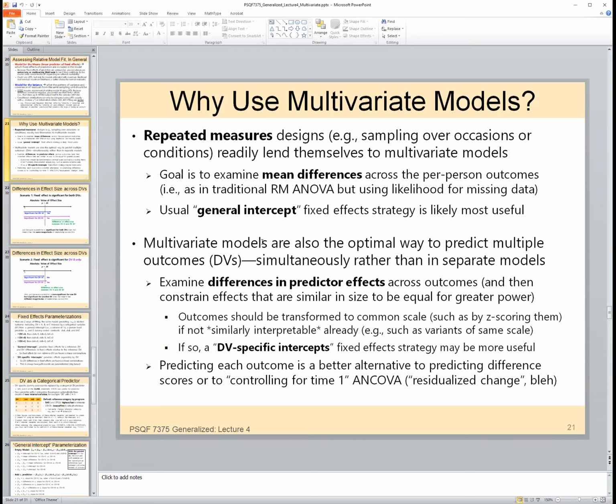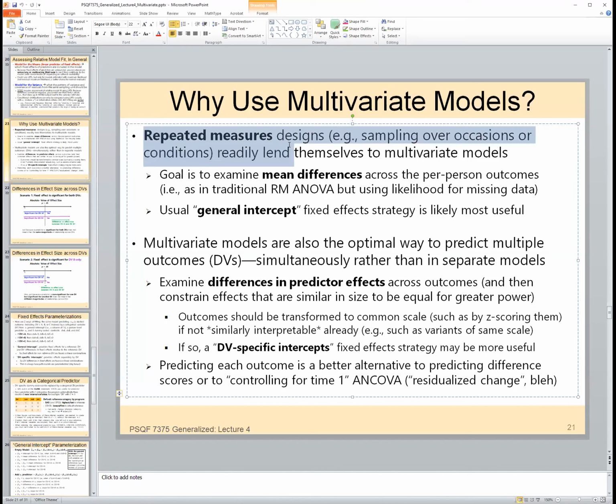If your outcomes are on the same scale, such as if you have a repeated measures design, where you have, say, response time in the example I'm going to show you in one condition versus another. Well, a natural question would be, are they faster in one condition or slower in one condition? In order to answer questions about mean differences across the repeated measures, across the per person outcomes, you have to have them both in the same model. To answer questions about differences in the size of predictor effects across outcomes, they have to be in the same model.